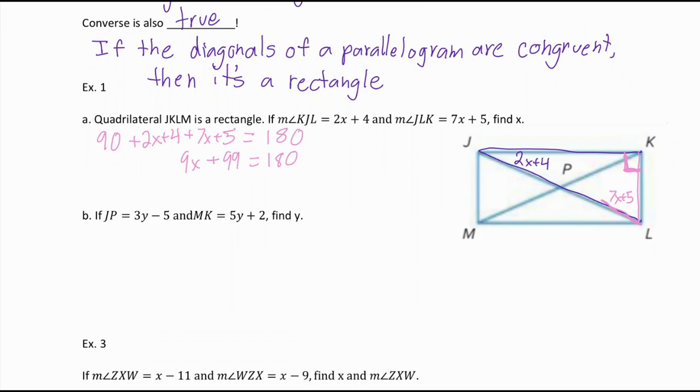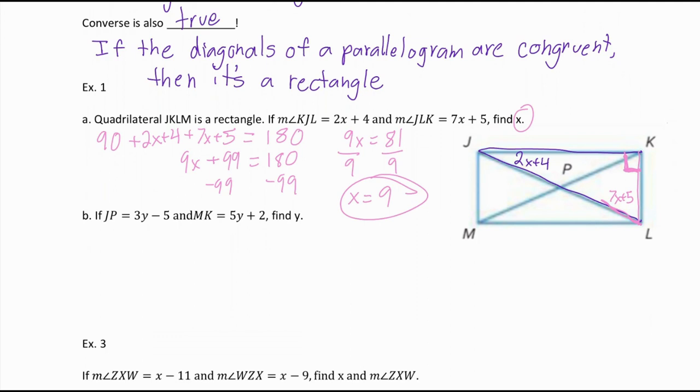Subtract 99. Subtract 99. So 9x equals 81. And then we divide by 9. So what does x equal? 9. Can I stop there? Yes or no? Yes, it asked me for x. I found x. Okay.